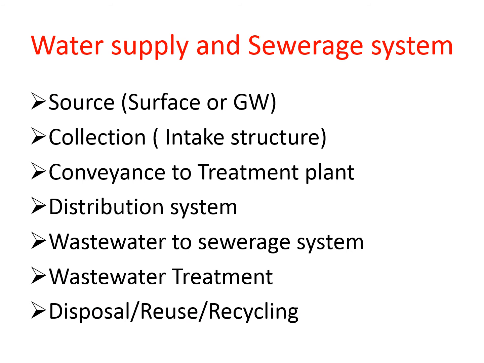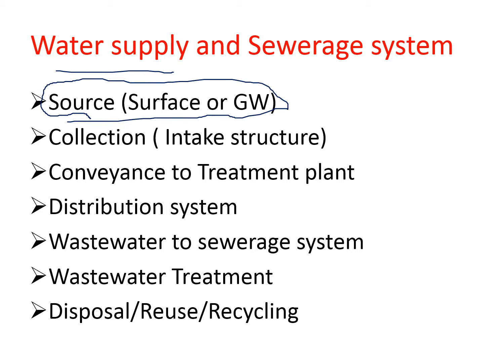So when we are talking about water and wastewater treatment, you have to first understand the water supply scheme as well as the sewerage system, because if you don't know about these two schemes, then you won't be able to understand its treatment. So first we are starting with the water supply scheme. For the water supply scheme, first we have to decide the source of water. Any source of water that you select depends upon your town or city nearby, which source of water is available.